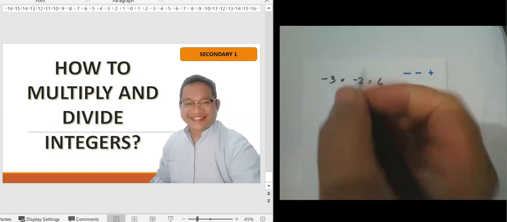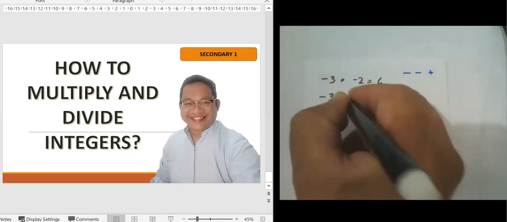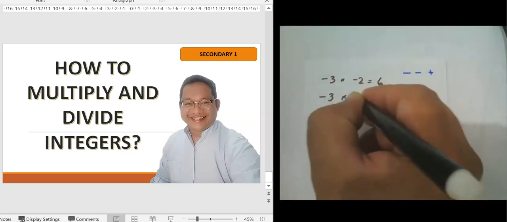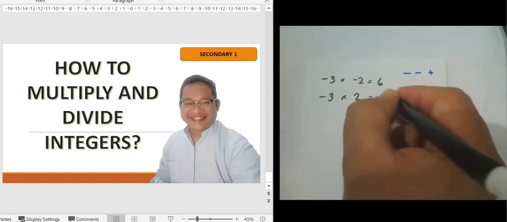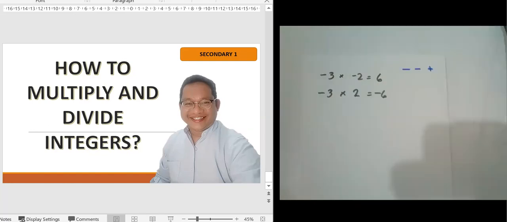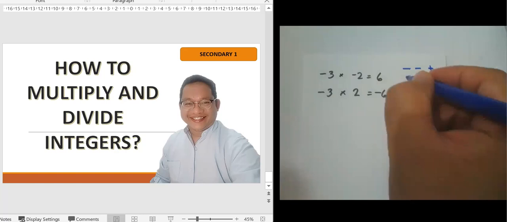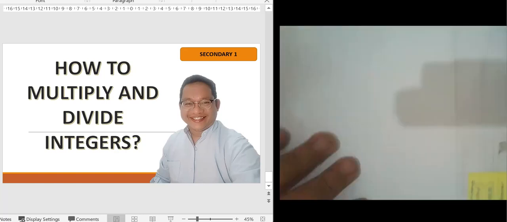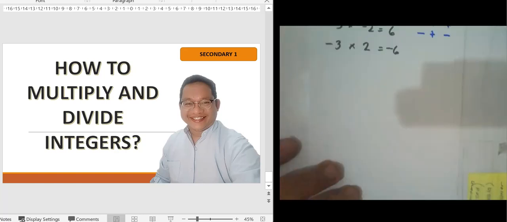Let's try once more. If you have -3 times 2, that's actually -6. Why? Because the rule is negative times positive is negative. All right, when you multiply it.